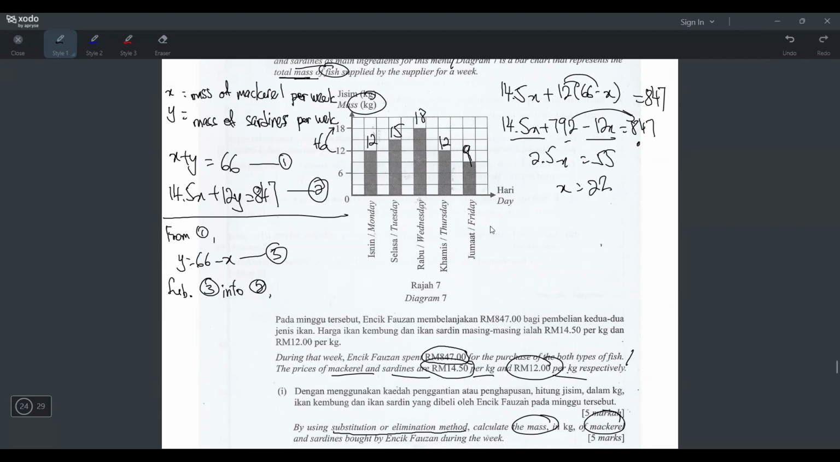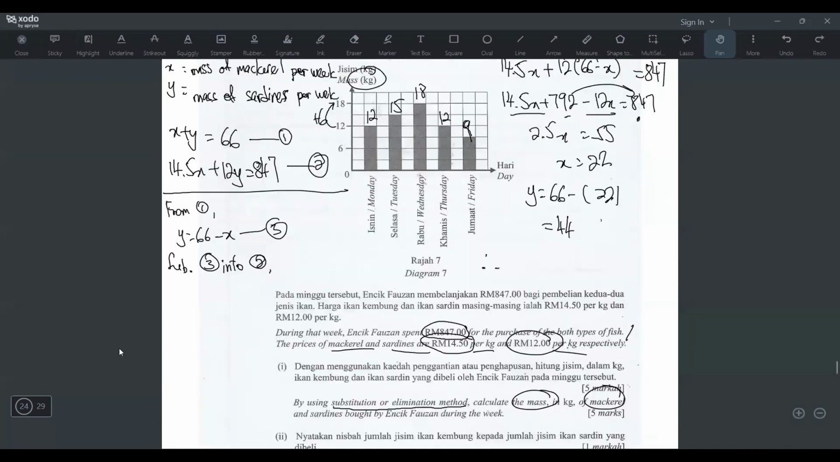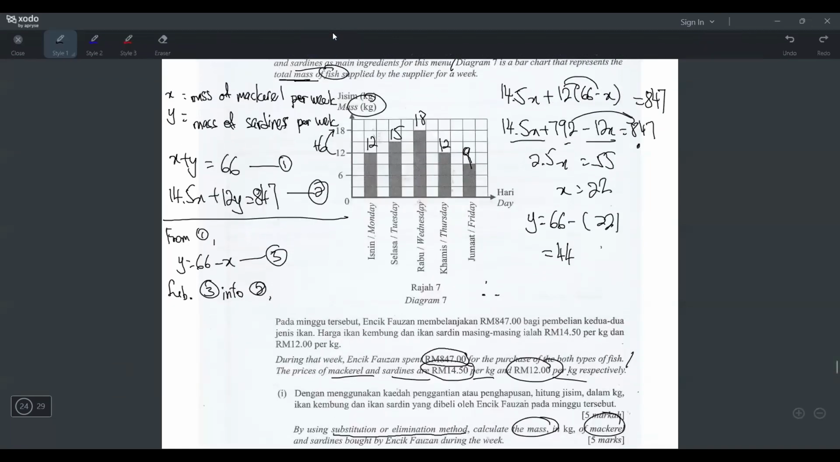Okay, how to find y? Substitute back into equation 3. So y equals 66 minus x, 22, you get 44. Okay, finally, I'm done. Now we can write the final answer. Mass in kg of mackerel and sardine. So I'll just write mass of mackerel equals. Mass of mackerel is x, right? So, equals, x is 22. So 22, write the unit kg like that.